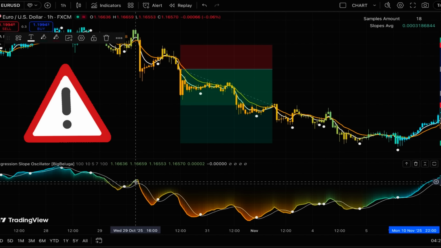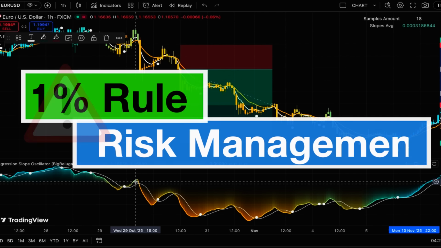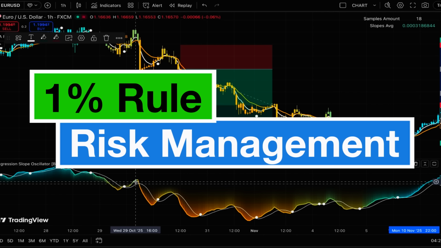But this is not always the case, and we can encounter false signals because just like any other trading strategy, this trading strategy will not give you 100% guaranteed signals, and you need to manage your risk properly. 1% risk management is the best risk management strategy and recommended by professional traders. I have a complete guide on this. The link is also placed in the description, and I highly recommend you watch it now, because without a proper risk management strategy, you cannot become a consistently profitable trader.